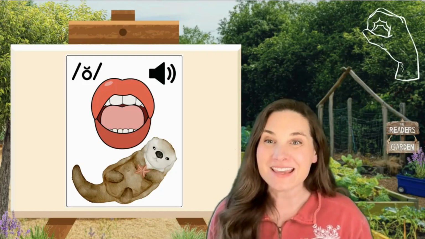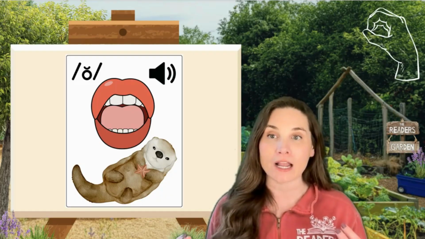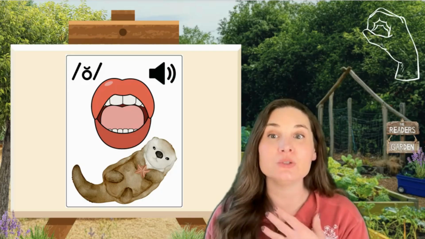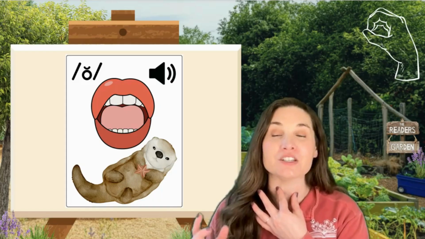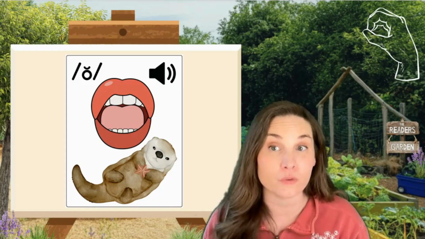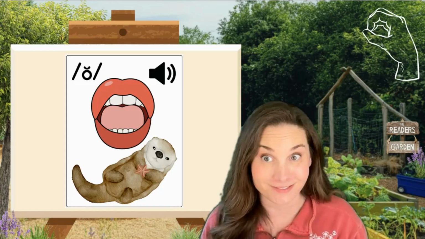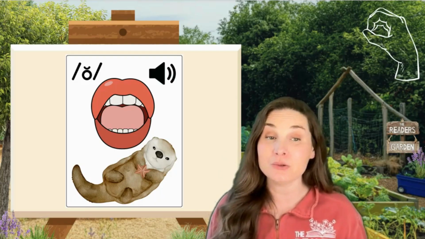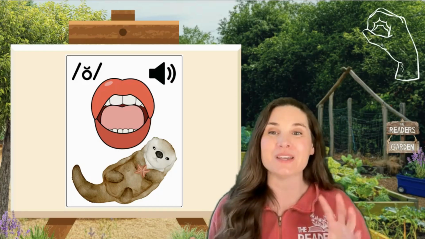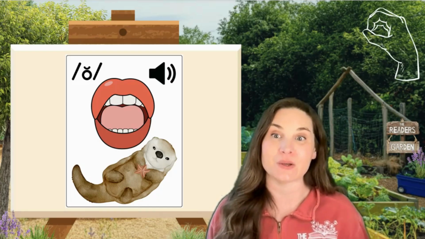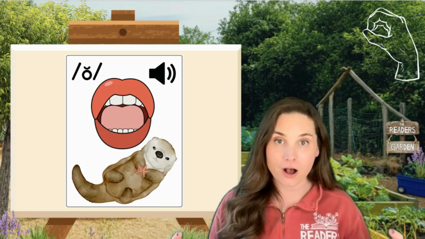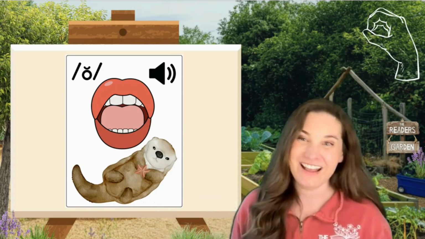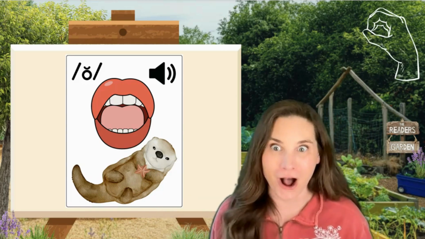Let's explore how to make the ah sound, like in the word pot or the word otter. To make this sound, open your mouth wide into an O shape and drop your chin like this. You should feel a vibration in your throat as you say the sound because your voice is on. Ah is a continuous sound, which means we can stretch it out for as long as we have air. As long as we have air, we can say that ah sound.